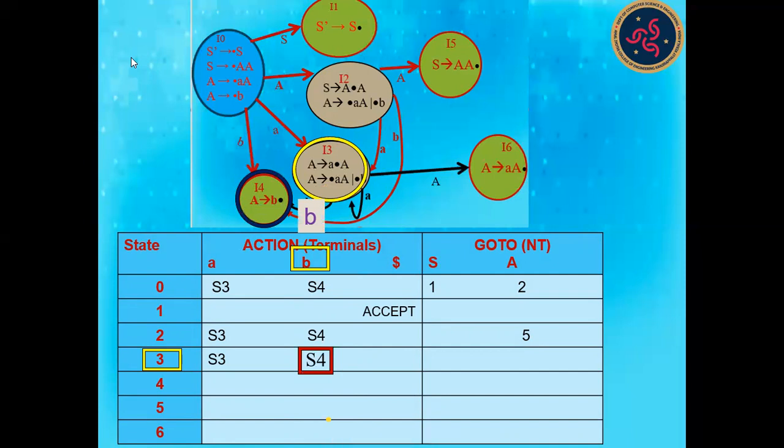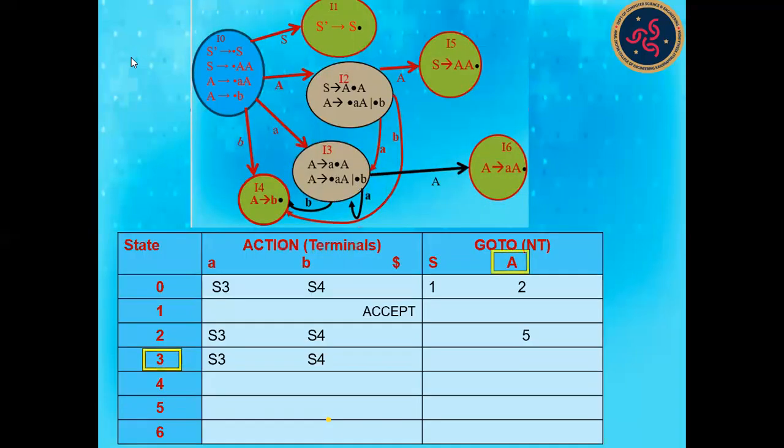Now we can take our non-terminal capital A. At the state I3 we have the non-terminal capital A. When capital A is read, then it will go to the state I6. So we need to write only the number 6 in this cell. We need to write only the state number 6.